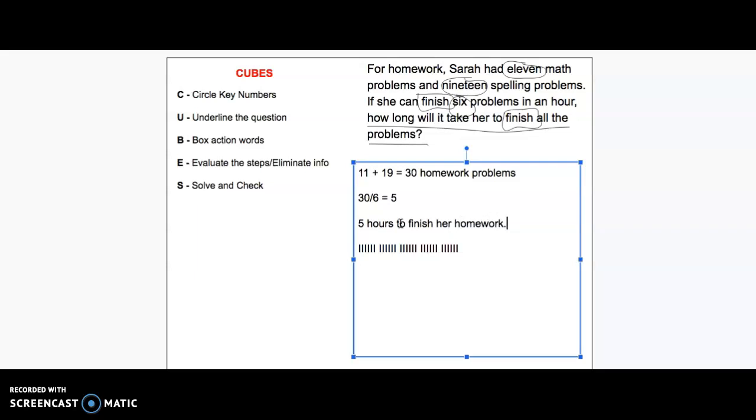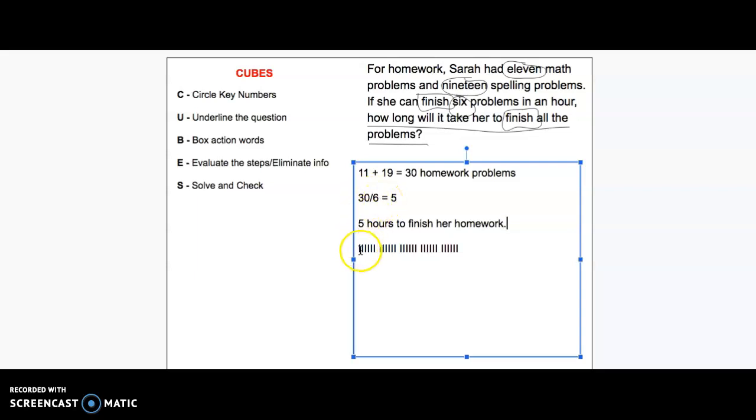So now let's solve and check. So we have 11 math problems, and we have 19 spelling problems. So 11 plus 19 equals 30. So we want to move the 30 down, and we know that she can finish 6 problems in an hour. So that's where we get 30 divided by 6.